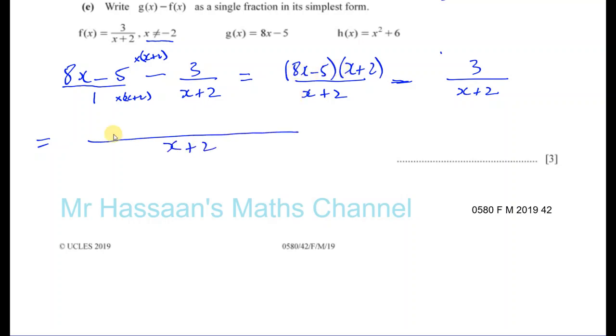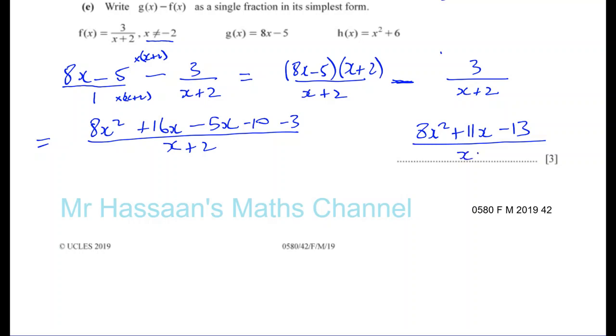And then we can expand this bracket. So you have 8x squared, plus 16x, minus 5x, and minus 5 times 2, which is minus 10, and then your minus 3 from that part. If you simplify that numerator, you get 8x squared, and 16x minus 5x is plus 11x, and minus 10 minus 3 is minus 13, over x plus 2.